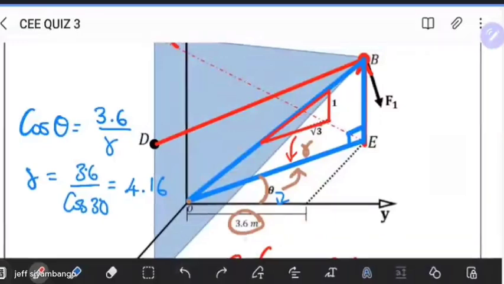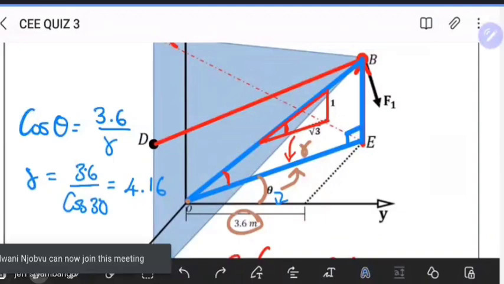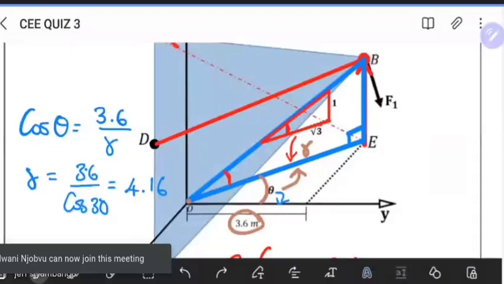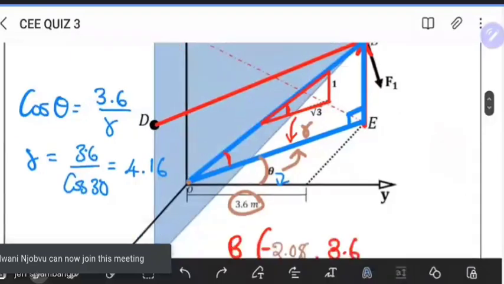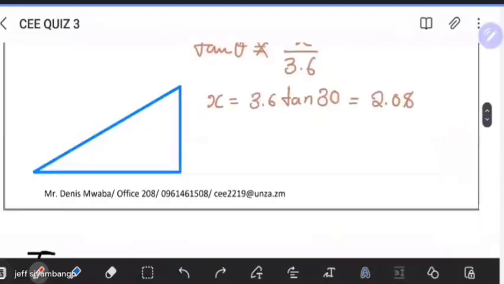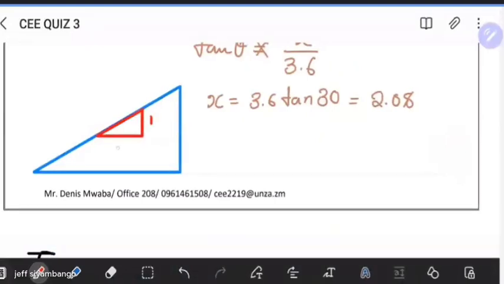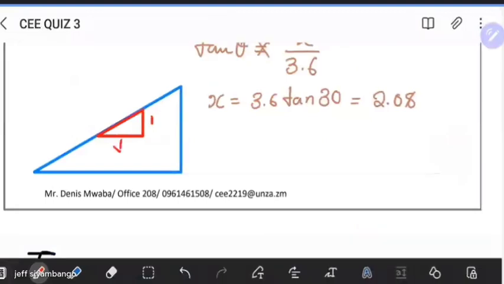Based on that, the two triangles are similar. The angle here is the same as the angle here. The minute these two lines were parallel, that statement was true. So, since the two triangles are related, we can make a comparison. Since the vertical part of the smaller one is 1, the base will be √3.